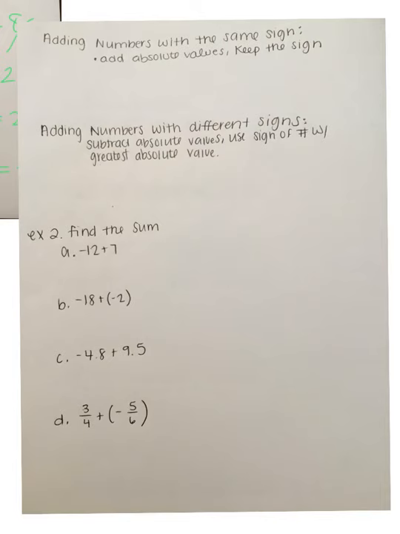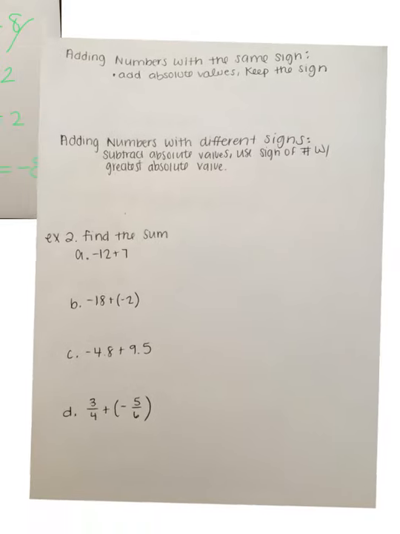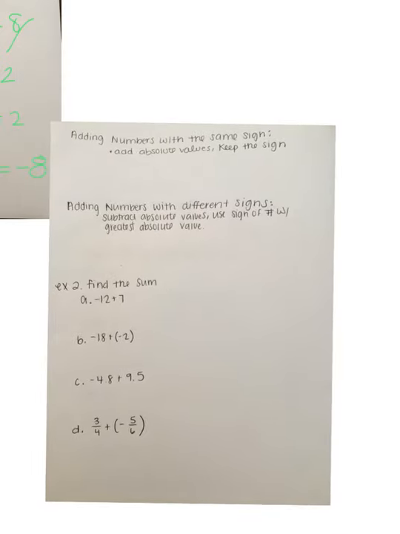Okay, so let's talk about adding numbers with the same sign. If we add two numbers with the same sign, we can add their absolute values. Remember, an absolute value is the distance away a number is from 0 on the number line. So if I had the absolute value of 4, that's 4. If I have the absolute value of negative 4, it's 4, right?